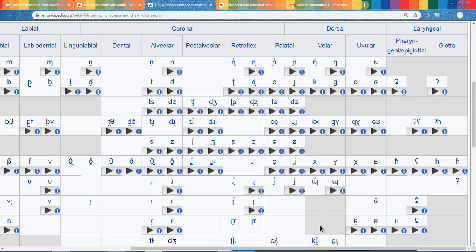So here we are at the chart again. See some of the glottal sounds we will see.